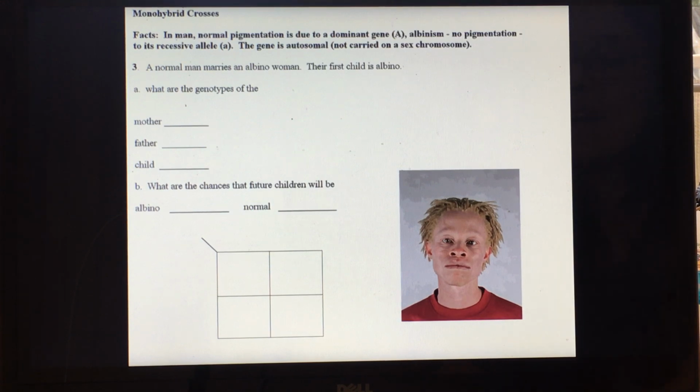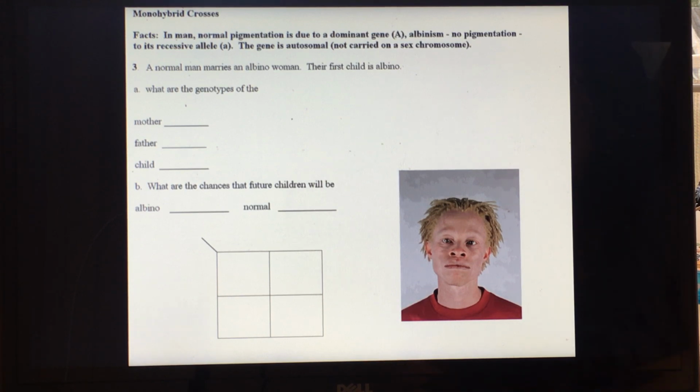So now let's talk about some problems. In man, normal pigmentation is due to a dominant gene, and albinism, no pigmentation, to its recessive allele. The gene is autosomal, which means it's not carried on a sex chromosome. So that means we will have no X's and Y's in our Punnett Square.